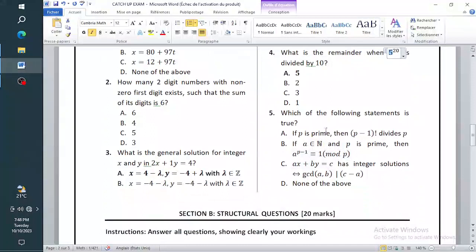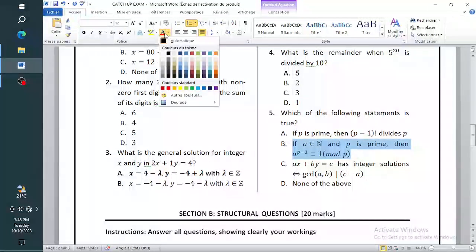And here, which of the following statements is true? I tried to bring in Wilson's theorem here, though I gave option A. In fact, option A is wrong. Yes, option A is wrong. Option B, most of you took option B, and you failed. So option B is very wrong. Let me put it in red.